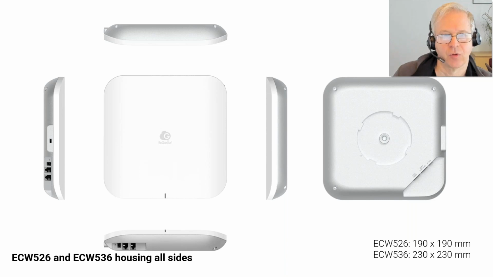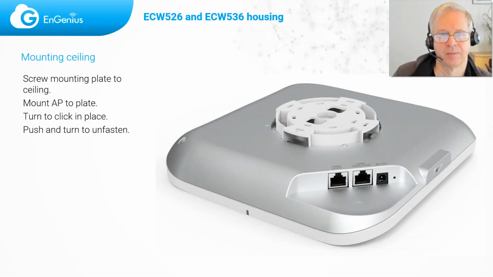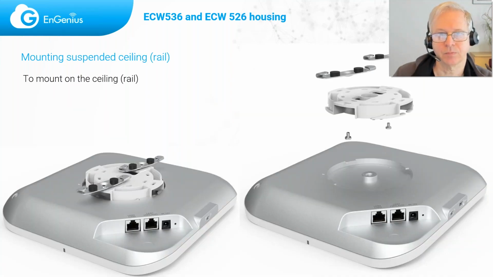So this picture shows all the housings, although I hope that from the camera view you did get a little bit of an idea of how it looks in real life. What I have shown is the mounting plate: you rotate it to click it in place, and if you press on it, you can unlock it. If you just try to turn it, it won't budge. You really need to press the AP into the mounting plate. And then for the ceiling, you have these two additional brackets to mount it to the suspended ceiling, what in the Netherlands we call a system ceiling.